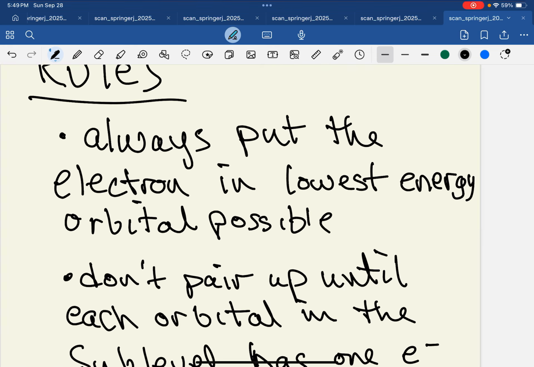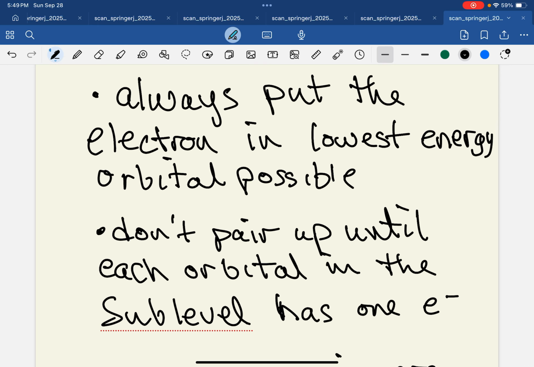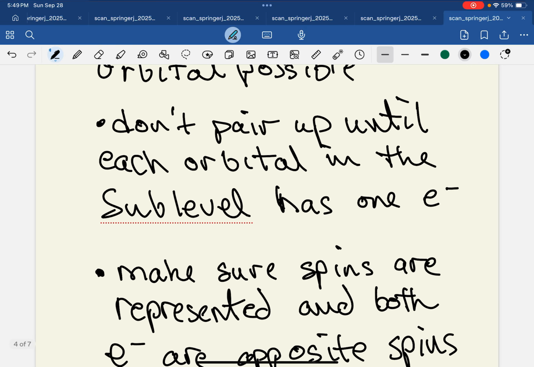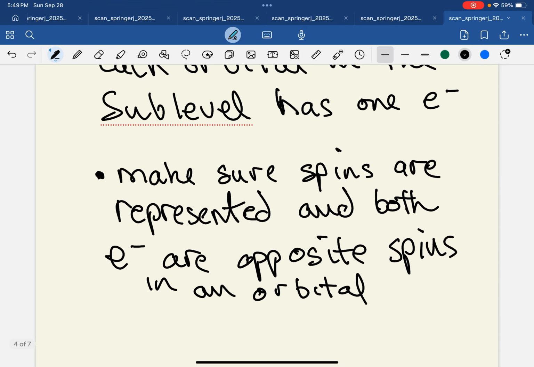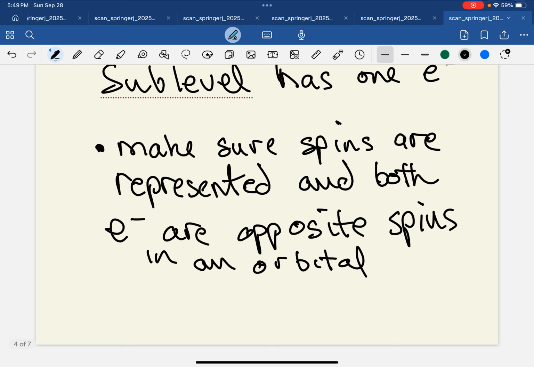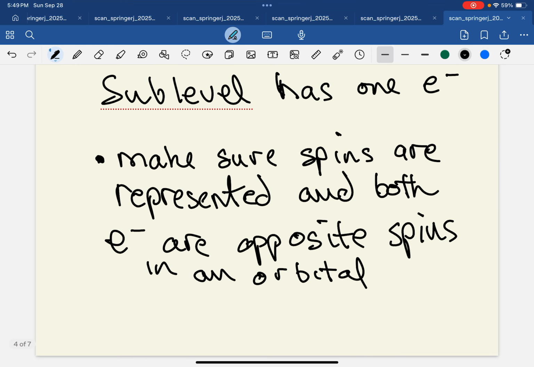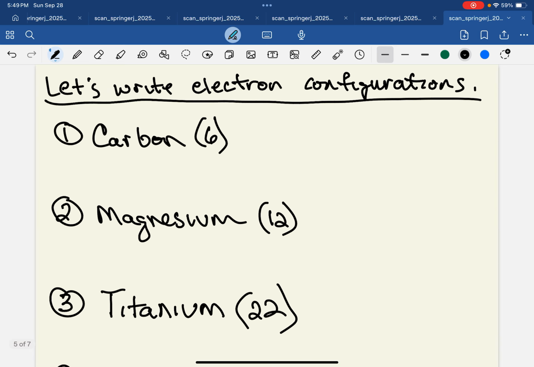All right, rules. They're always good to have rules. So always put the electron in the lowest energy orbital possible. Don't pair up until each orbital in the sublevel has at least 1 electron. And make sure the spins are represented, both electrons are opposite spins in an orbital. We use up and down arrows to represent spin and whatever.